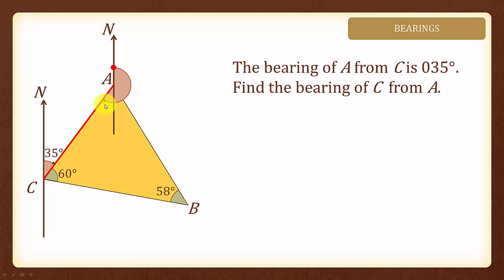In order for you to be able to label what angle this is, it is useful to name the north line as N and S. And therefore, this angle, we can call it angle CAS. Do you know what is the value of this angle here? Yes, it is 35 degrees because of alternate angles.